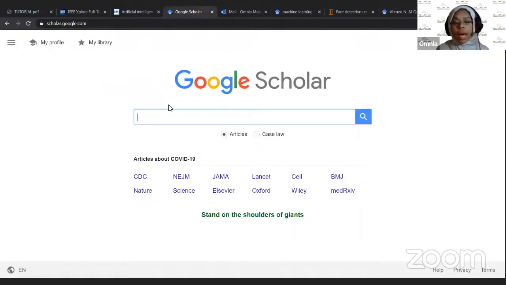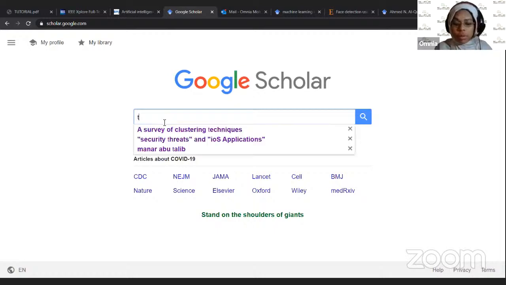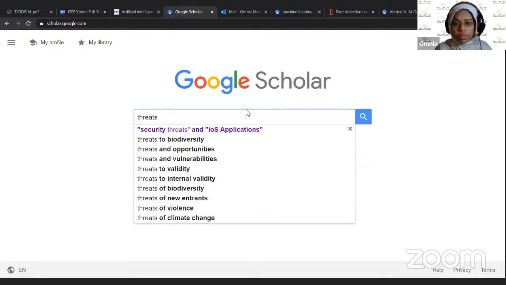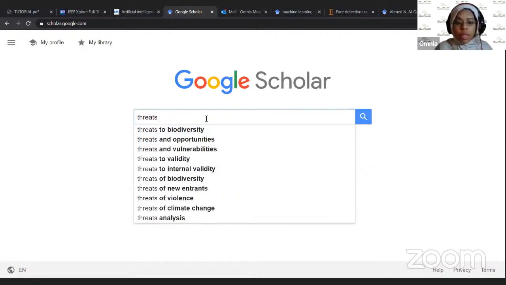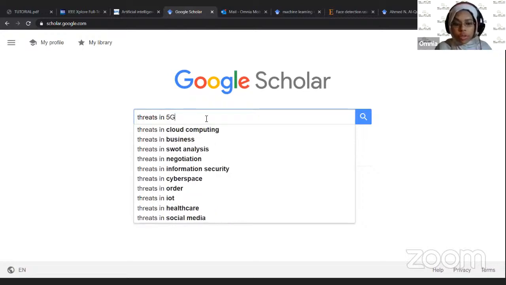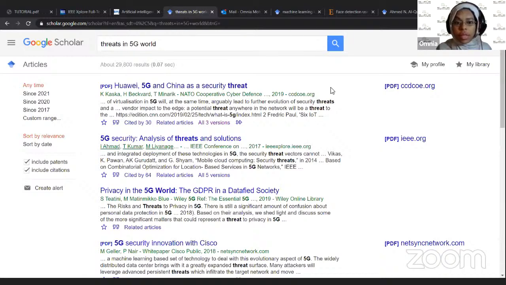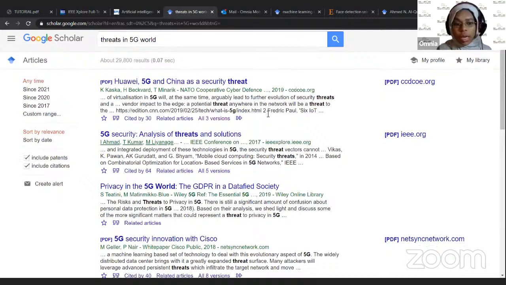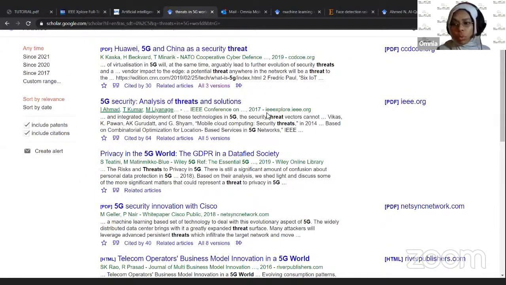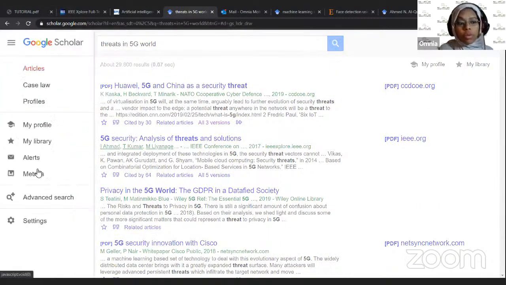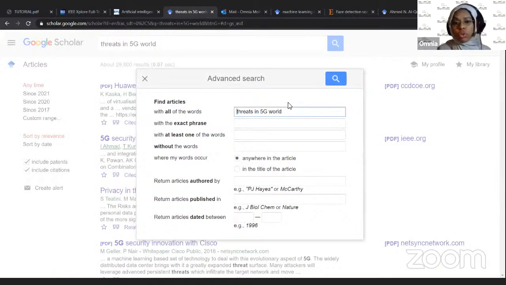Okay, so what if we want a more detailed topic? We want to conduct research about, for example, threats in 5G world. As you can see here, the search is good, but it's not very accurate, or maybe this is not what we really wanted. We can always refer to the advanced search part to have a more specific searching mechanism.